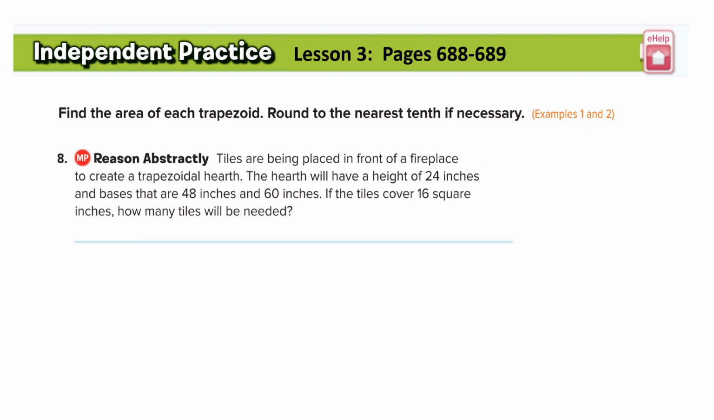Question 8, reason abstractly. Tiles are being placed in front of a fireplace to create a trapezoidal hearth. The hearth will have a height of 24 inches and bases that are 48 inches and 60 inches. If the tiles cover 16 square inches, how many tiles will be needed? So this is an excellent example for when we need to draw a picture. Okay, so we have a hearth that has a height of 24 inches and the bases are 48 and 60 inches. Okay, so its height, well, I'll do the height last. All right, so we have 48 and 60.